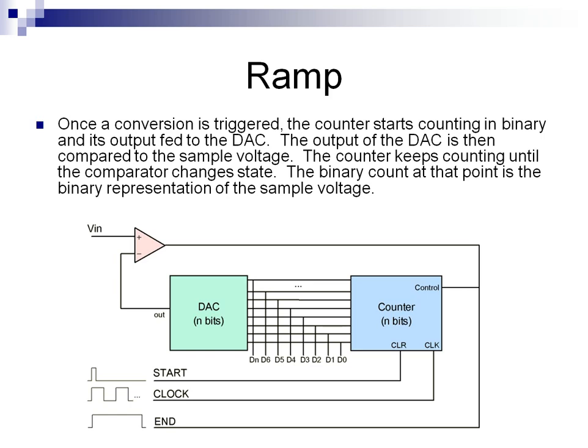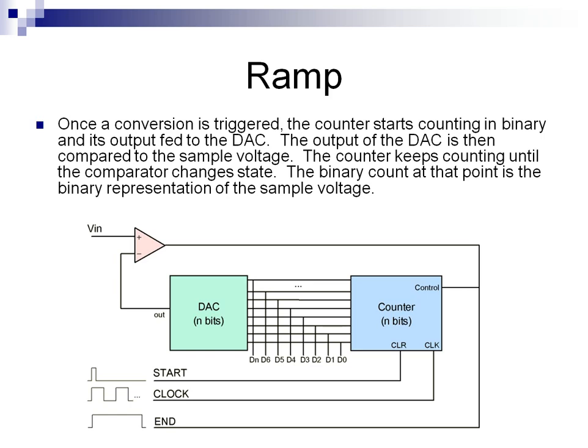So the counter starts counting off at zero, then it counts to one and two and so on and so forth. As the count increases, the voltage at the output of the digital to analog converter keeps on rising. At some point, the comparator sees that the output of the DAC is above that of VIN and it stops. Then the output values of the counter are seen at D0 through Dn.